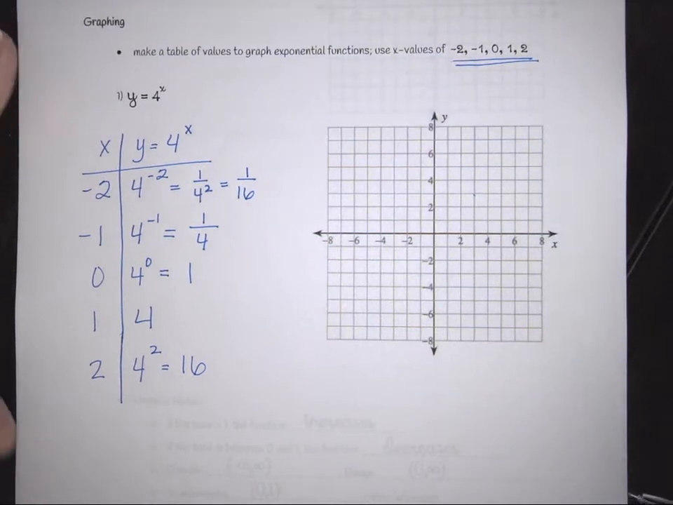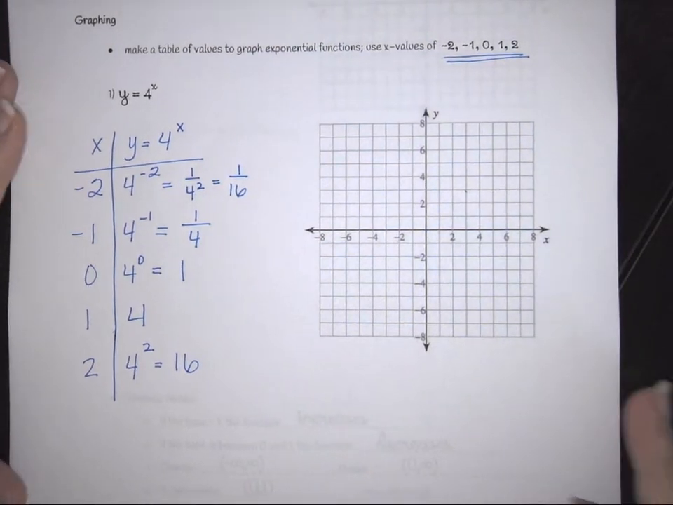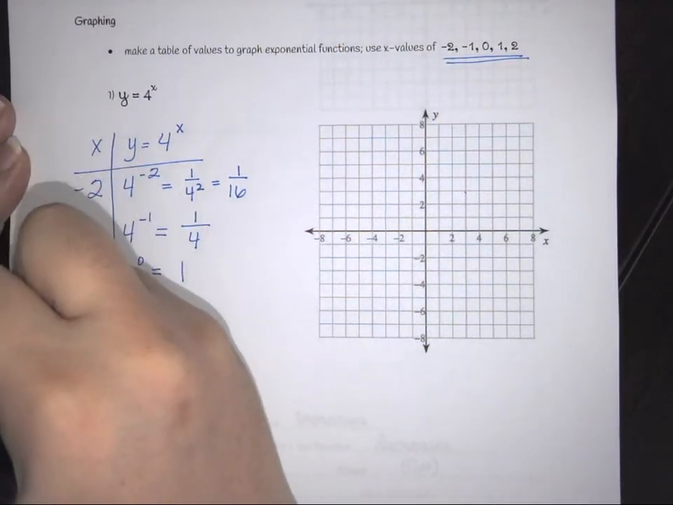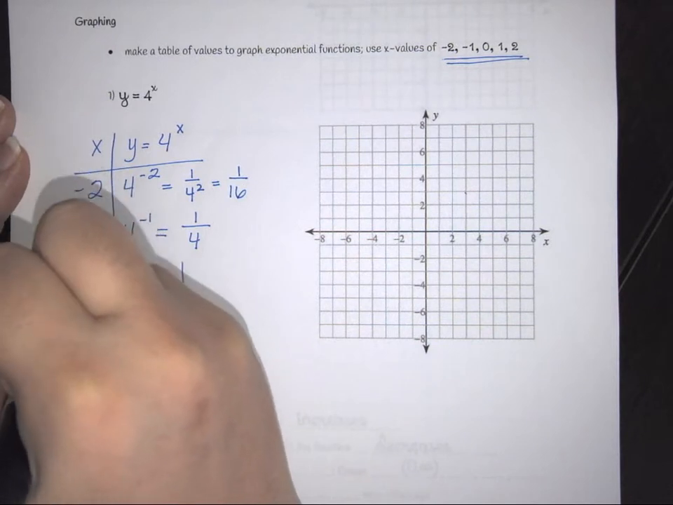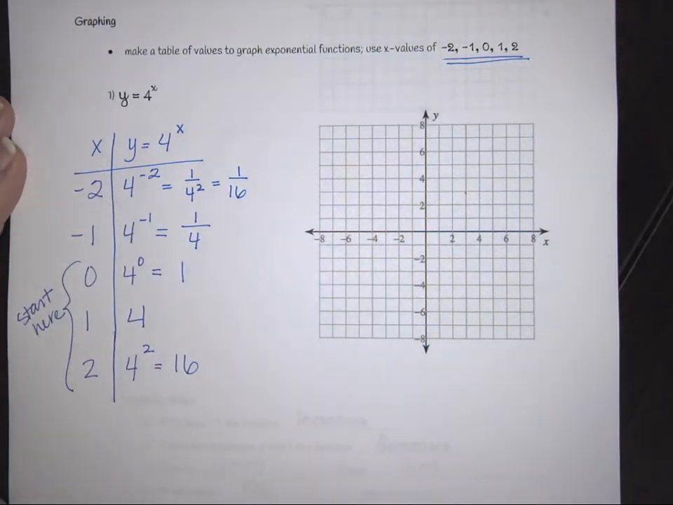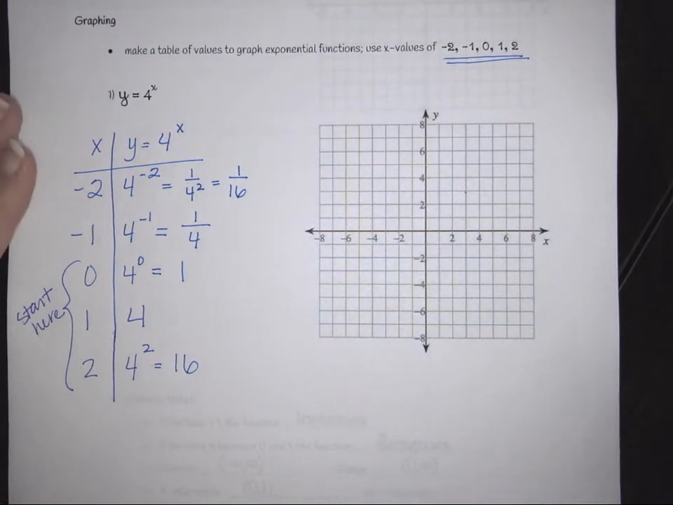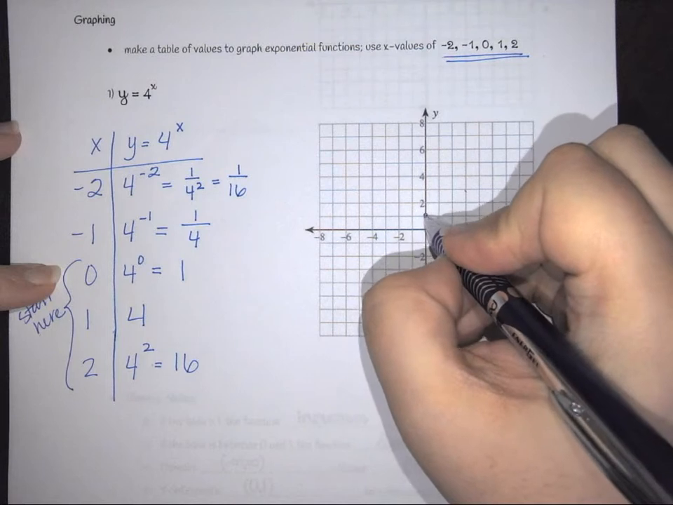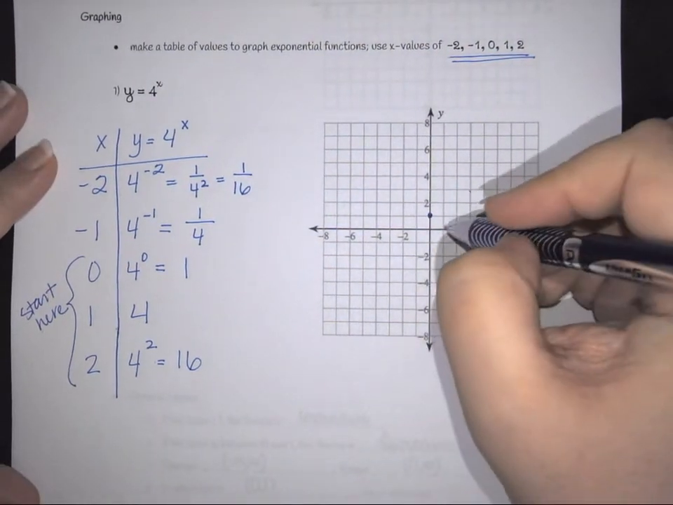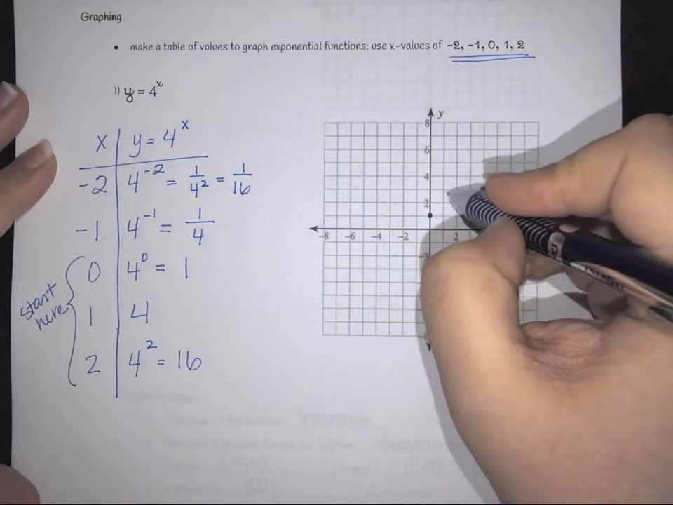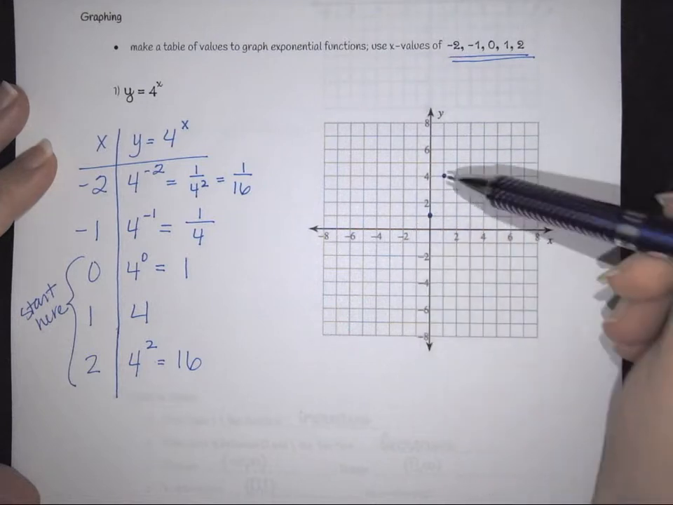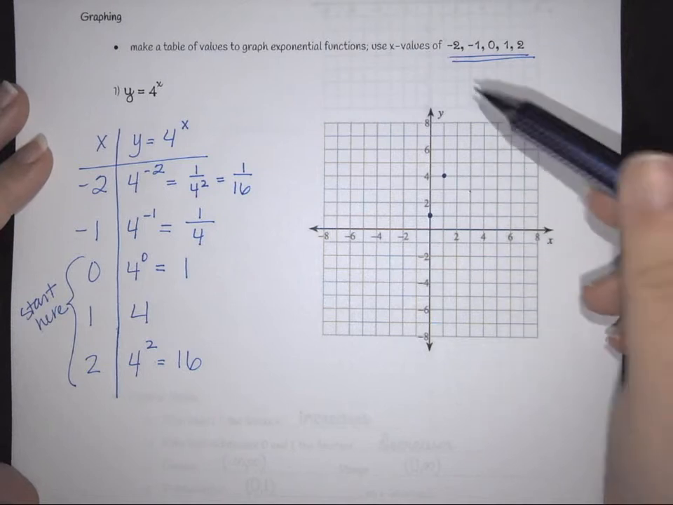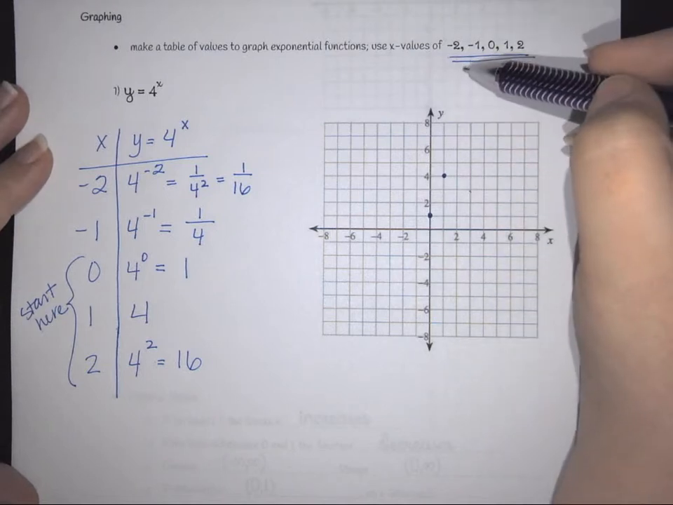So we need to plot these points here. I'm going to plot my points, and I'm going to start with these, because they're the whole numbers, so they're the easier ones to plot. So here I've got the point 0, 1, so I'm going to go ahead and put that down. And then I've got 1, 4, so over 1, up 4: 1, 2, 3, 4. And then 16 is going to fall off of my graph, so I'm not going to be able to graph it because it's going to be way up here.